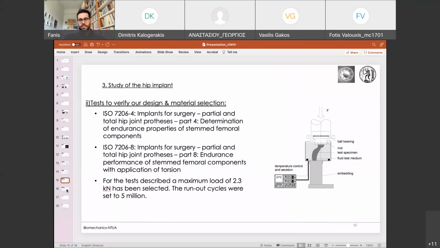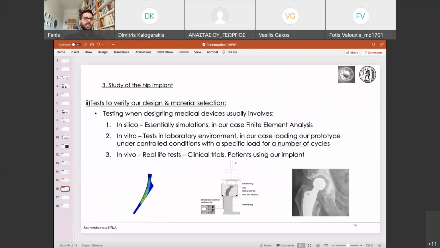So summing up, once we have our design, in order to test that our design complies with the standards and it's safe to use for a patient, there are three steps mainly, for medical devices and generally. The first step is called in silico, sometimes essentially our simulation. In our case, it's just finite element analysis.